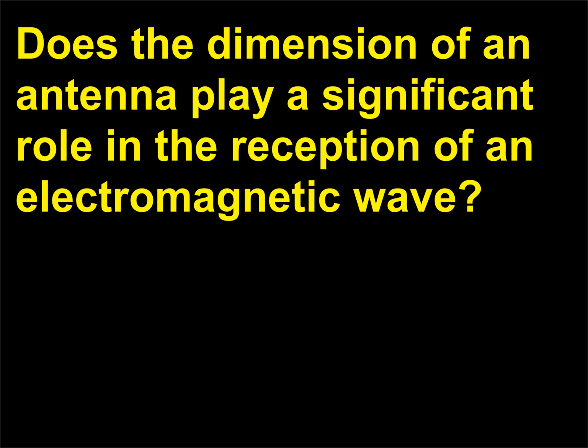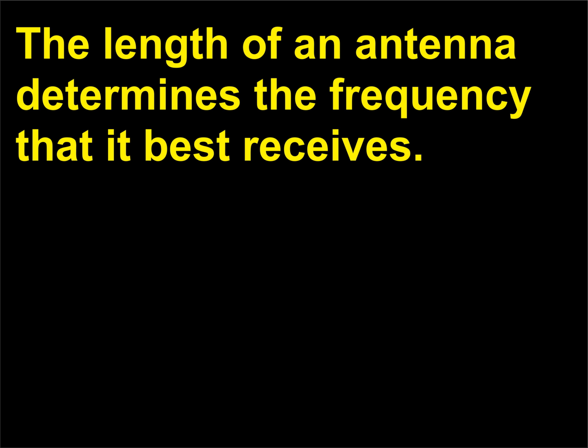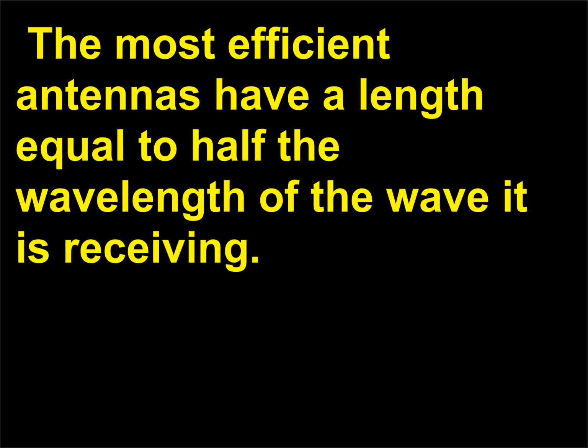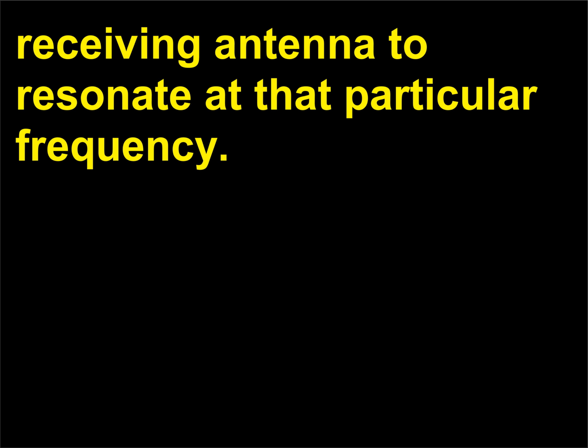Does the dimension of an antenna play a significant role in the reception of an electromagnetic wave? The length of an antenna determines the frequency that it best receives. The most efficient antennas have a length equal to half the wavelength of the wave it is receiving. This allows the induced electrical current in the receiving antenna to resonate at that particular frequency.